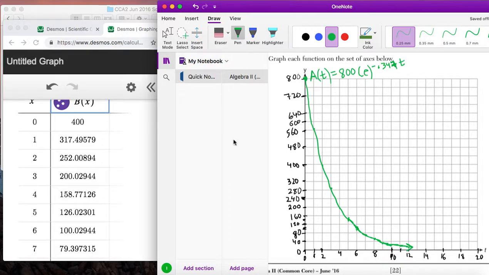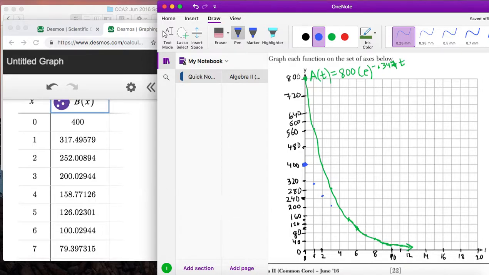Okay, blue for b. Starting at 400, it starts with half the amount, but it decays at a slower rate. So 317 is just barely under 320, so it'll sit under here. Now we got 252, which is going to be closer to 240. Then we got 200.02, just barely over 200. It's really going to sit right above 200.